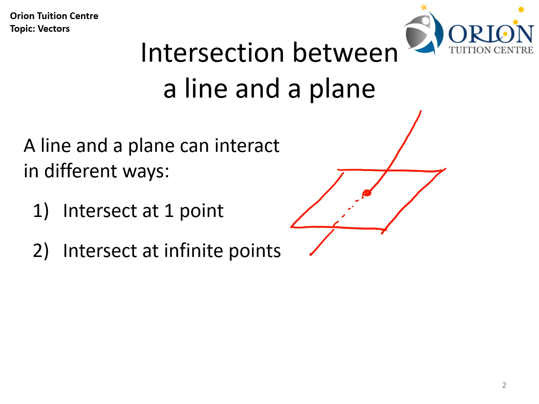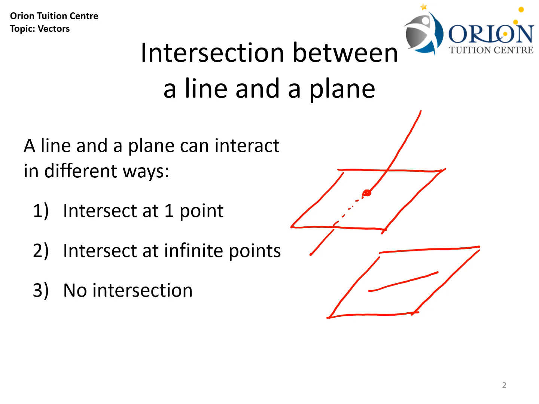It can intersect at an infinite number of points. So I have a plane and a line that is contained within the plane, and therefore there are an infinite number of solutions. And finally, the line can have no intersection with the plane. That is when the plane and the line are parallel to one another.